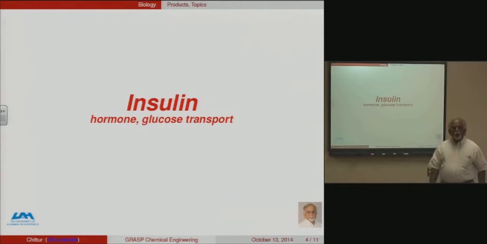Insulin is a protein, a peptide as it were, a small protein, and it helps to transport glucose from the bloodstream into the cells. Look, we all need energy, and glucose is one of the important sources of energy. If the cells don't get the glucose, they cannot make the energy in order to survive. And insulin transports the glucose into the cells.